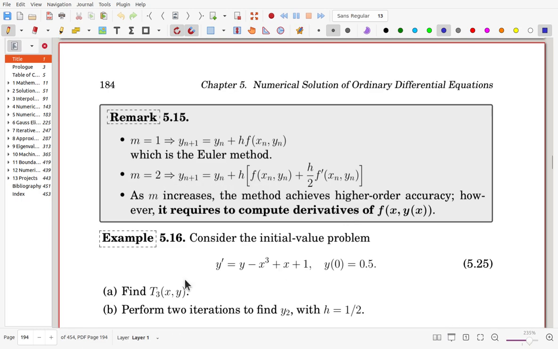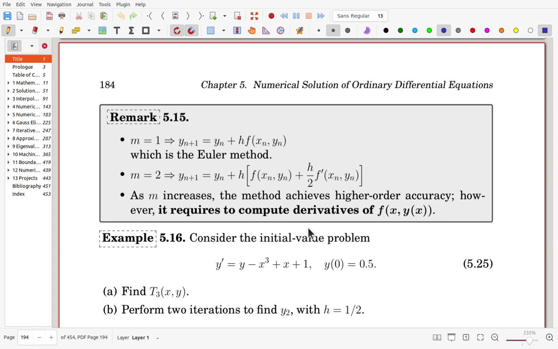Here we have a remark. Once m is 1, then it becomes the Euler method. Once m is 2, for example, then we can formulate it in this way. That is T2. As m increases, the method achieves higher order accuracy. In fact, globally, mth order accuracy. However, it requires computing derivatives of f.